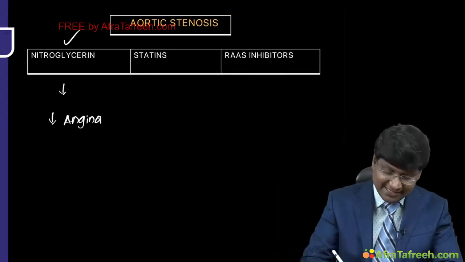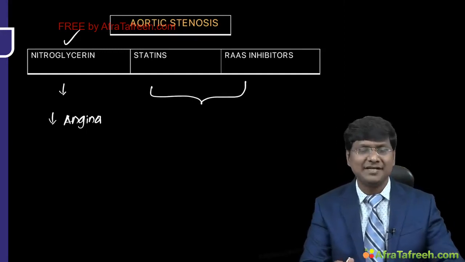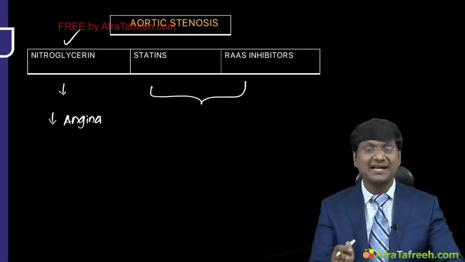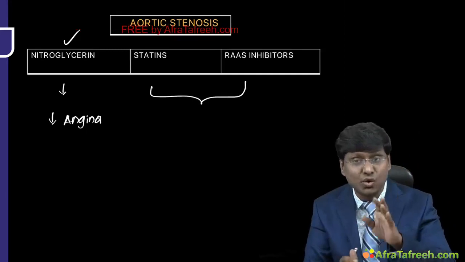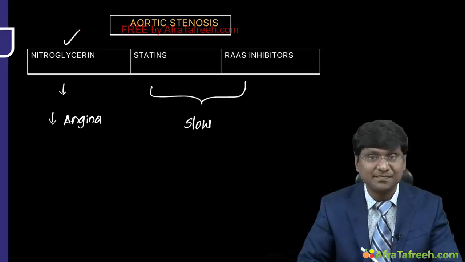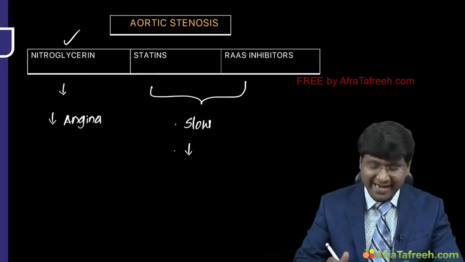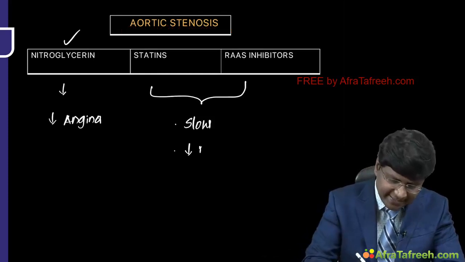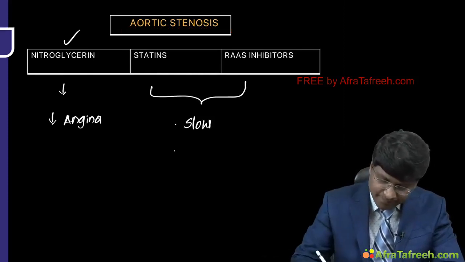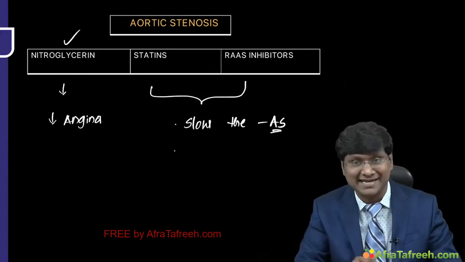okay. And whereas you take the statins as well as the RAS inhibitors, whenever you give the statins and RAS inhibitors, they slow the progression of the aortic stenosis, right? And it will also reduce the rate of progression. Basically it will reduce or slow the progression of the aortic stenosis. Okay, so that is about the statins as well as the RAS inhibitors.